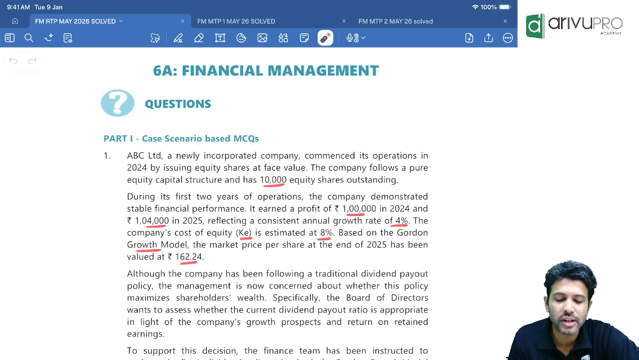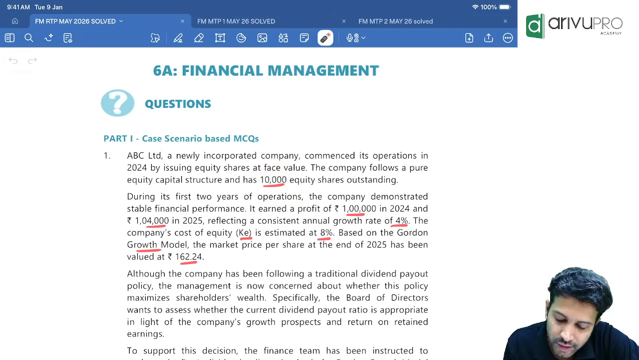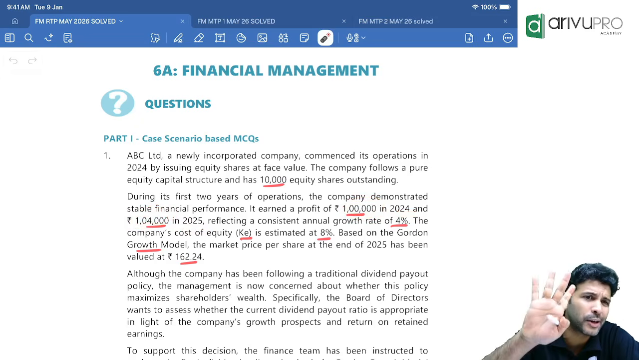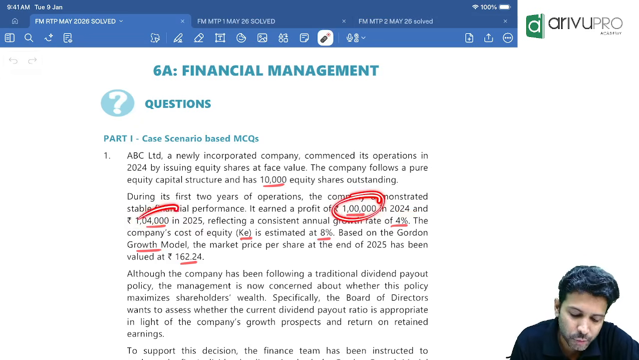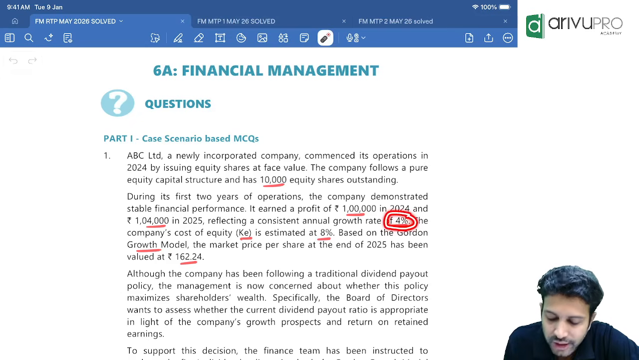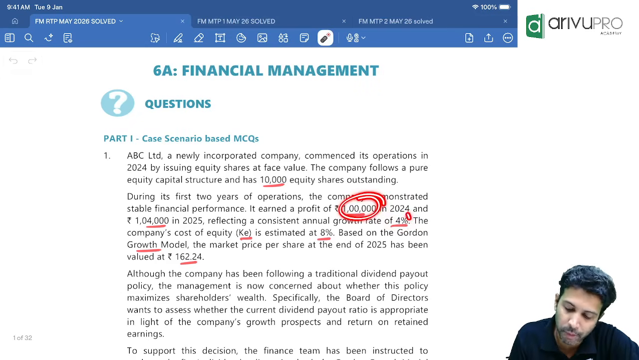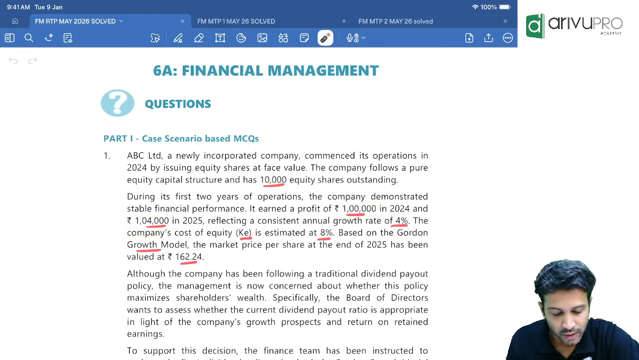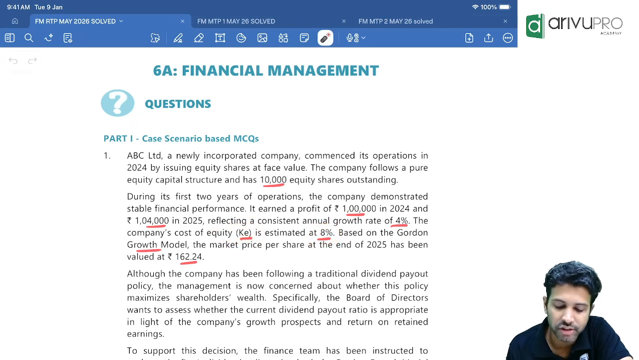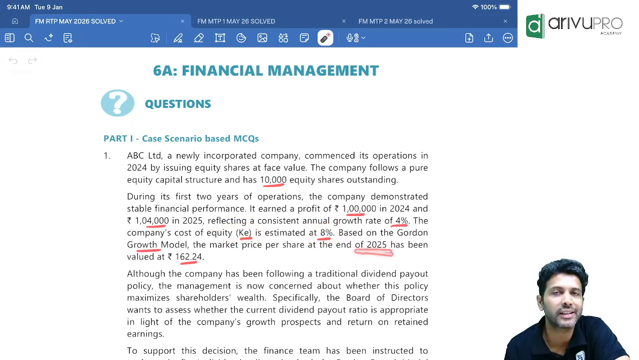During the first 2 years of operation, 24 and 25, it has earned a profit of 1 lakh in 24 and 1 lakh 4,000 in 25. So the profit has increased by 4%. 1 lakh plus 4% gives 1 lakh 4,000, so the growth rate is 4%. Cost of equity they have given as 8%. Based on Gordon's model, the market price of the share at the end of 2025 is given to be 162.